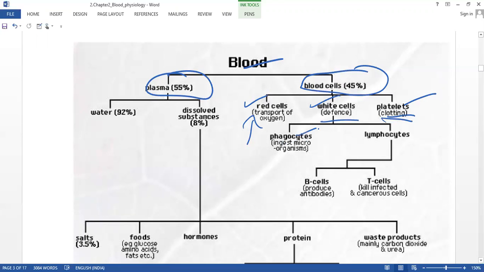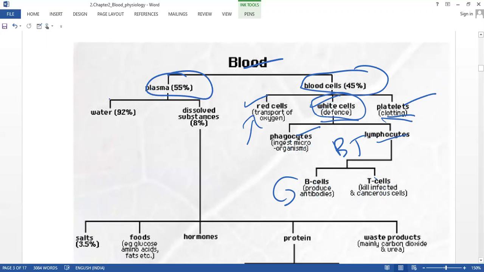Under the white cells we also have phagocytes and lymphocytes. Phagocytes help in the ingestion of microorganisms, and in lymphocytes we saw the B and T cell types, that is, B cells and T cells. B cells produce antibodies for the body, and T cells kill the infected and cancerous cells in the body.